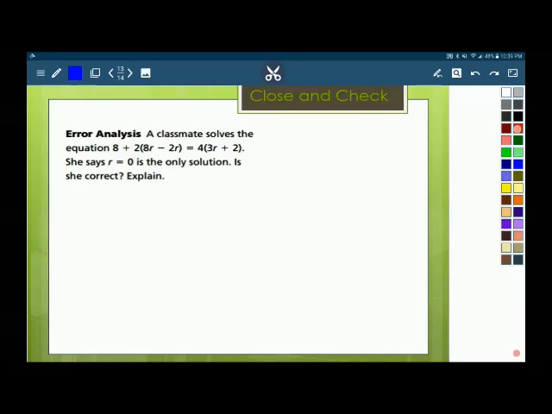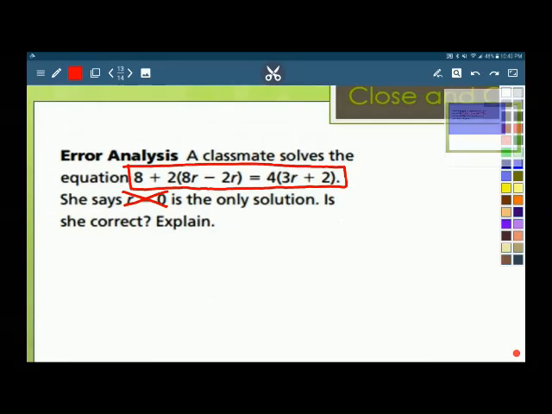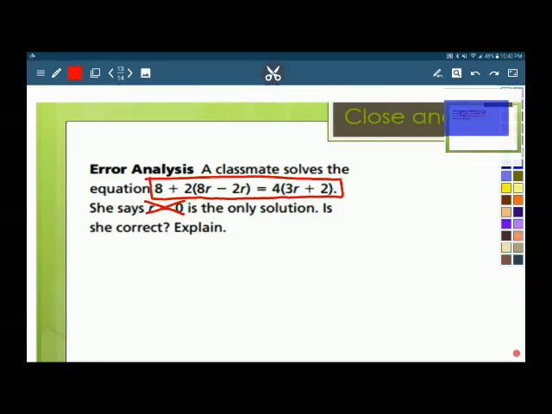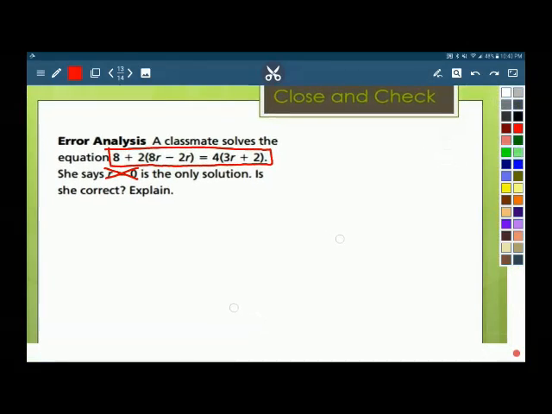So what I want you guys to do really here, don't even really regard what she says as r equals 0. I mean, think about it afterwards, after you solve, but take this equation, 8 plus 2 times 8r minus 2r equaling 4 times 3r plus 2. Actually solve that yourself. See if you can solve it without error, and then compare it to what she says r should equal, which is 0. And if you can figure out maybe where she went wrong along the way, maybe where she had the misconception of how r could equal 0, then explain that in your reasoning. Go ahead and give it a try.